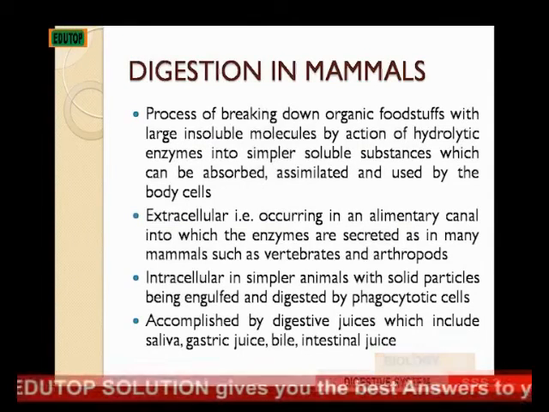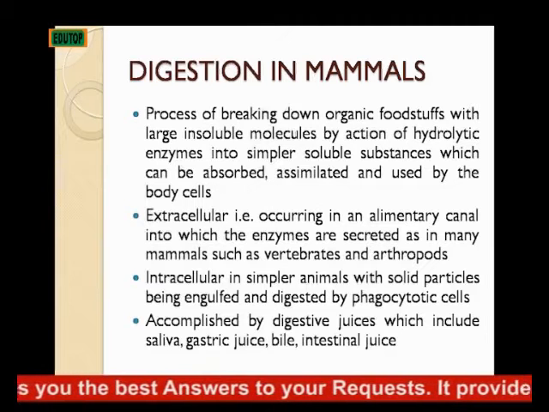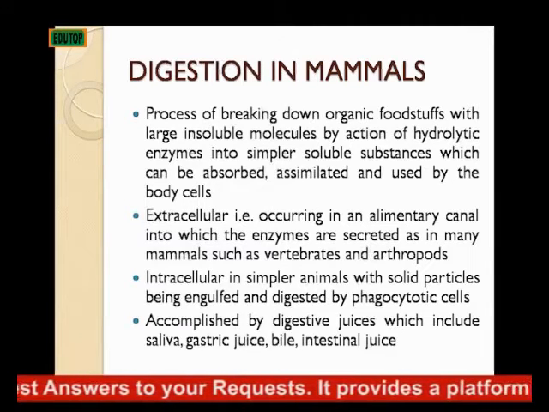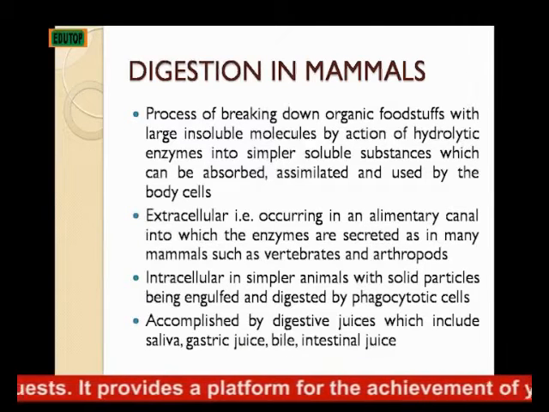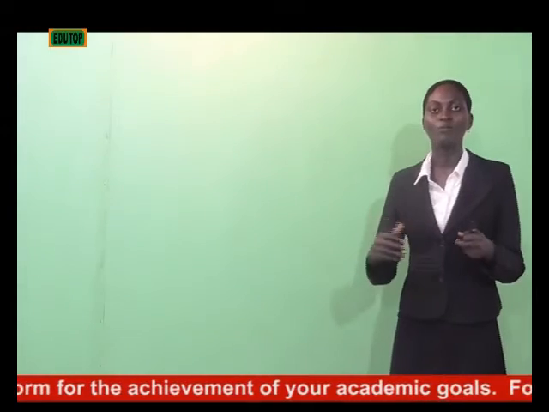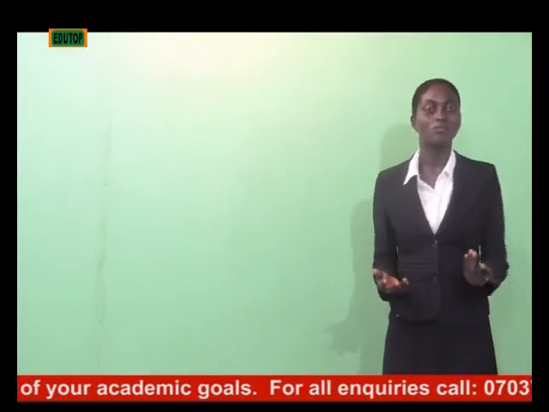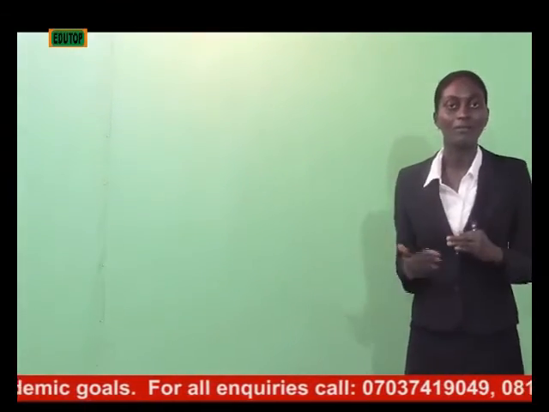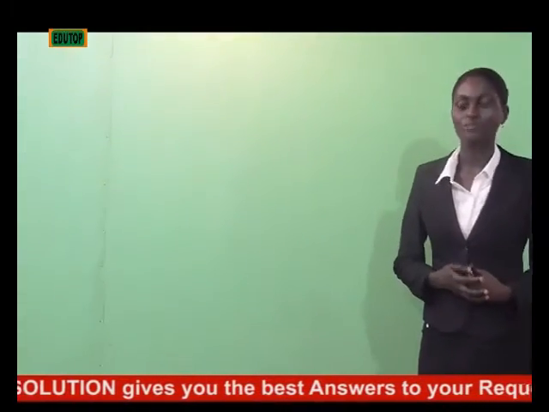Into simpler soluble substances which can be absorbed, assimilated, and used by the body cells. Simply put, digestion is the breaking down of food into very, very small soluble substances that your body can absorb. So the breaking down of the yam that you ate into small particles that your body can work with is what we call digestion. How the food breaks down, the bread with egg and tea that you ate this morning, how it will break down for your body to be able to absorb it and use it for its activity. That is what is called digestion.